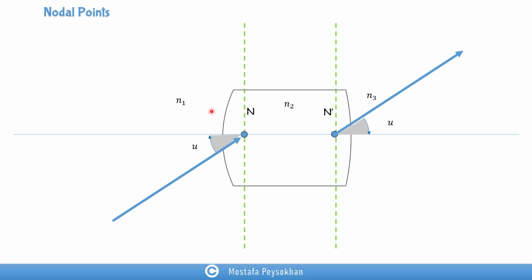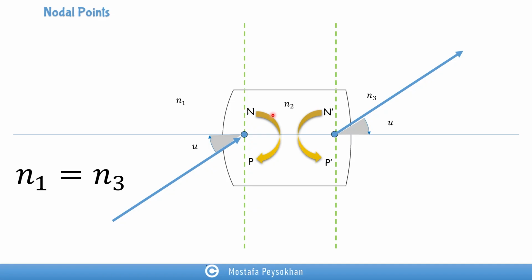But what is the mathematical definition of the nodal points? When you have n1 and n3 on both sides of the lens and you have n2 in the middle, if n1 is equal to n3, then the nodal points are going to coincide with the principal points. So you just need to find the principal points, like what I explained before, and then you can automatically find the position of the nodal points. And you don't need to do anything else. You just need to find principal points, and from principal points you can find the nodal points.